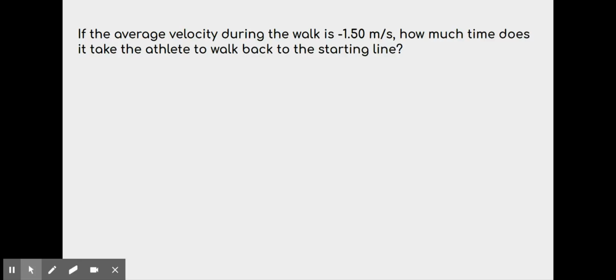Okay, so to do this one, let's go ahead and list what we know. We know that this is our average velocity. And once again, we know velocity is equal to the displacement over time. Well, we can fill in a couple of pieces of information. Number 1, we know what the velocity is.